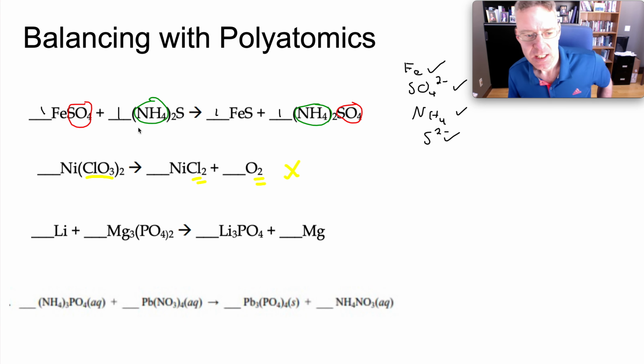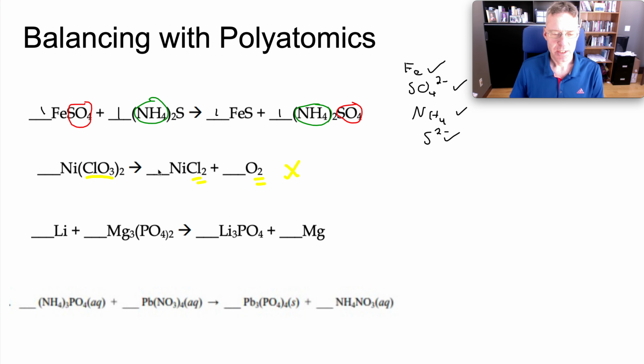Moving on to the next example, we have polyatomics that don't break up. We have a single replacement, lithium and magnesium phosphate. So the lithium I'll count like normal, the magnesium I'll count like normal, but here's phosphate. PO4, 3 minus, and I'm just going to circle the phosphate. The 2 outside means we've got 2 phosphates or 2 blue circles, and on the other side there's no brackets around our phosphate because there's just 1 of them. So 2 blue circles, 1 blue circle.